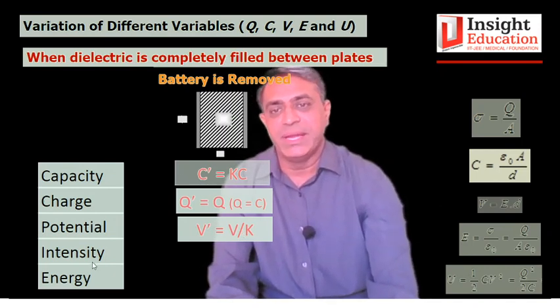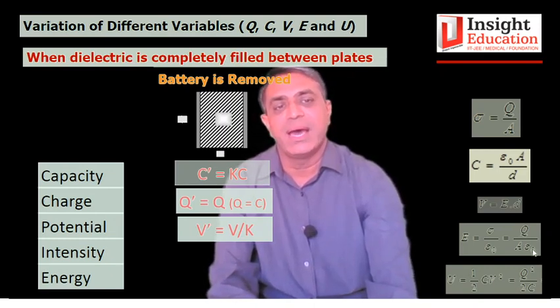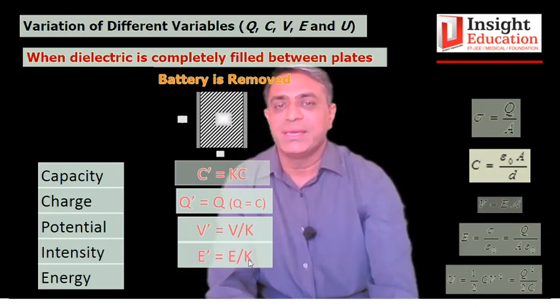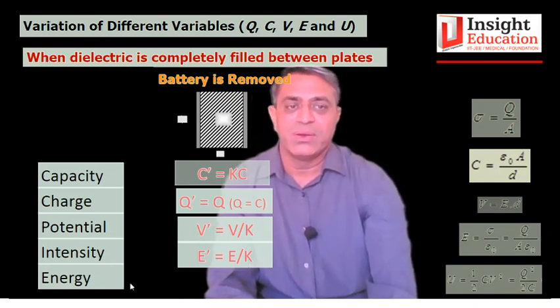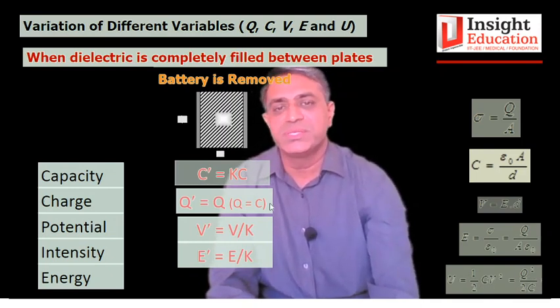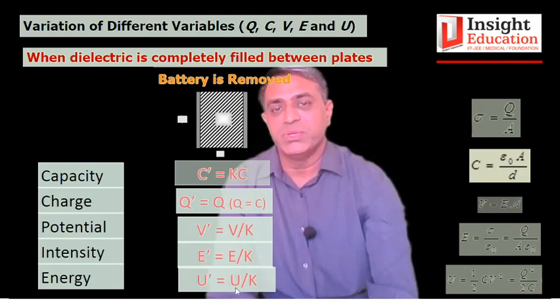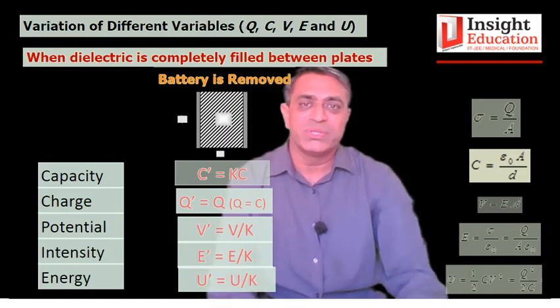Now intensity. Intensity E is equal to Q by A epsilon 0. Instead of epsilon 0, you can consider epsilon R, or K. It means the intensity of the field decreases by K times. Now energy. Energy is 1/2 CV squared, or you can use Q squared by 2C. Which one is advisable? Here Q is constant, so the second equation applies, and the potential energy decreases by K times. U' is equal to U by K. Generally we find examples based on this.